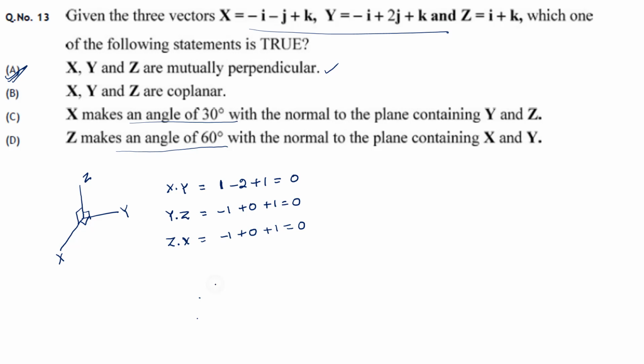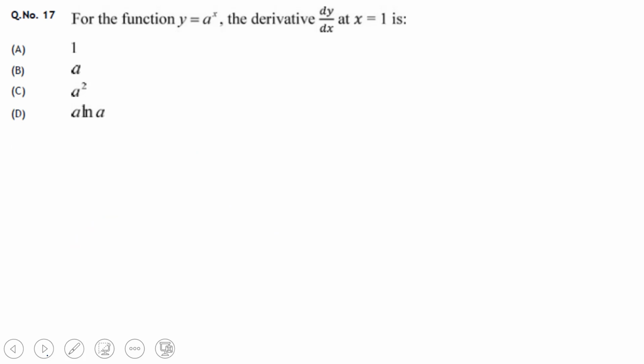Okay. Next. For the function y = a^x, the derivative dy by dx at x = 1 is. Okay, this is a very interesting question. For this type of question, we know this equation we have, but we have not studied differentiation like this, where we have some constant and on them there is a power of variable, like here a to the power x, right? So first we will have to change this and write it in a different form.